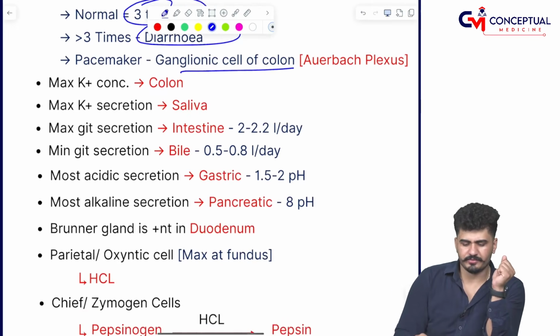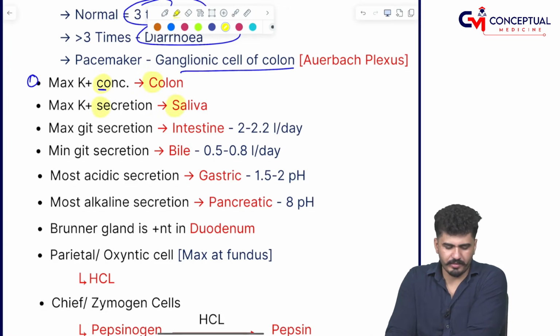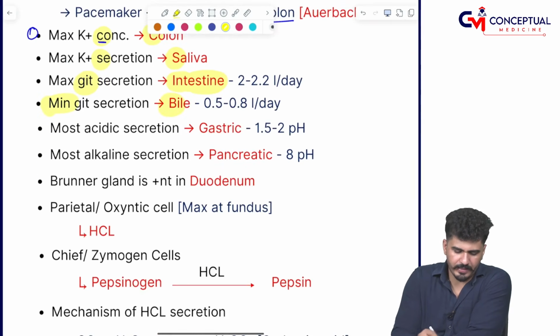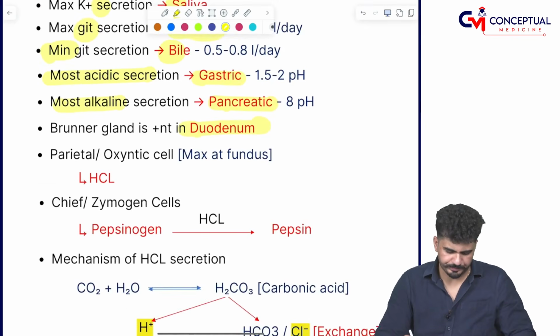Now, some one-liners for all of you. Maximum potassium concentration is going to be C for C, colon. Potassium secretion, S for S, saliva. Max GIT secretion is going to take place in the intestine. Minimum GIT secretion is bile. Most acidic, gastric; most alkaline, pancreatic. Brunner's glands are present at the duodenum. We have already studied this in the anatomy session also.